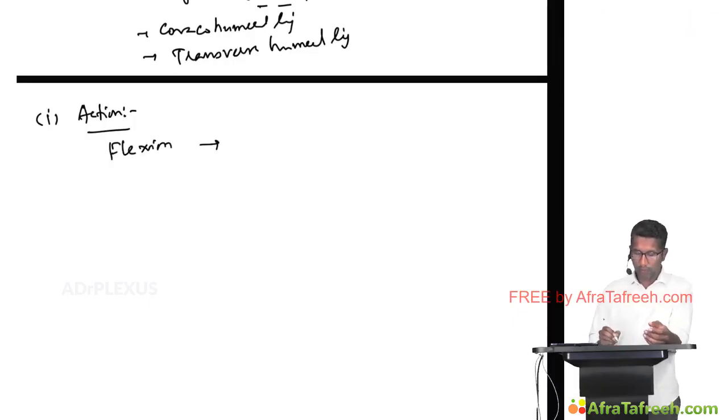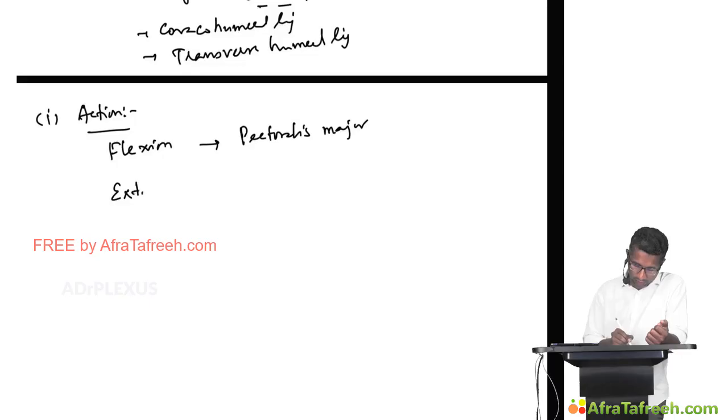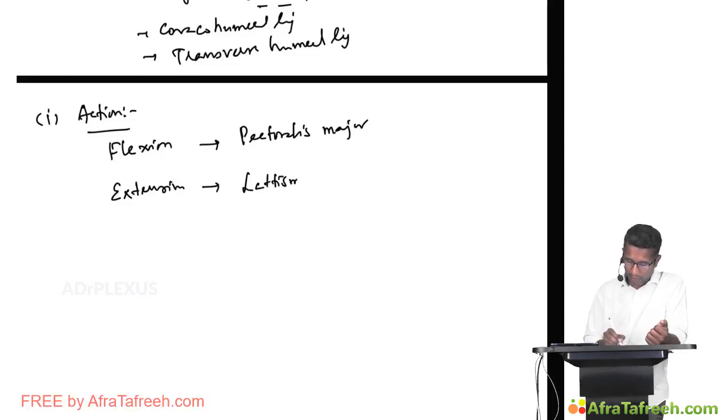I am going to highlight only the important muscles. I am not going into the minor actions of the muscles. The important flexor is the pectoralis major muscle. And the extension of the shoulder joint is produced by the latissimus dorsi muscle.